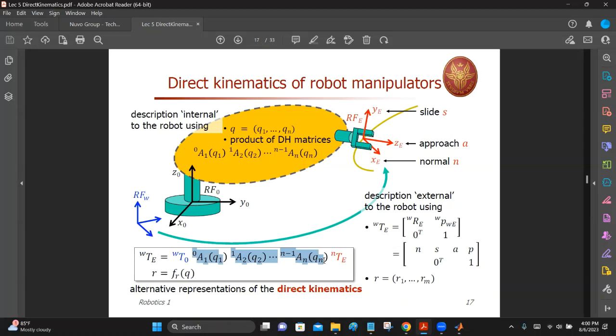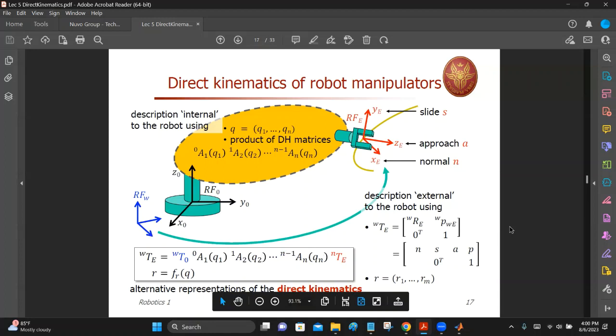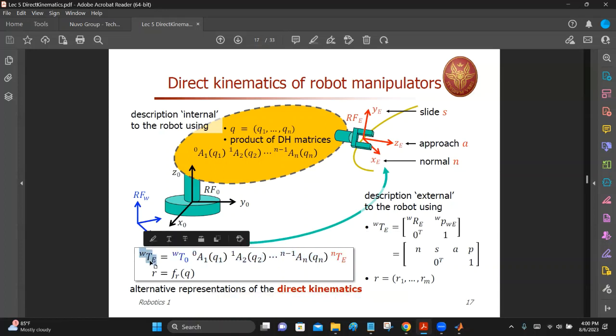What is the first joint variable? What is the second joint variable? Third, and so on. And what are the link lengths, joint offsets, twist, etc.? The parameters of the manipulator. Now, once you calculate the right-hand side of the equation, this one, you end up with WTE. So that is the end effector with respect to the world coordinate frame, and it is a 4x4 matrix. It's a 4x4 matrix of this configuration.